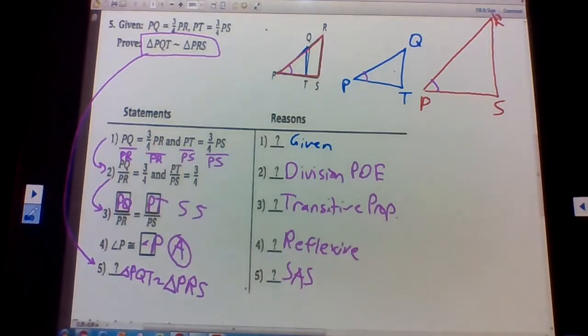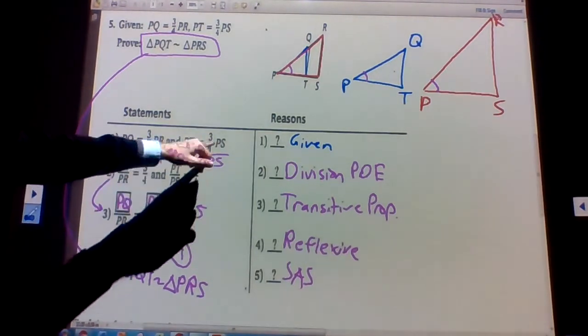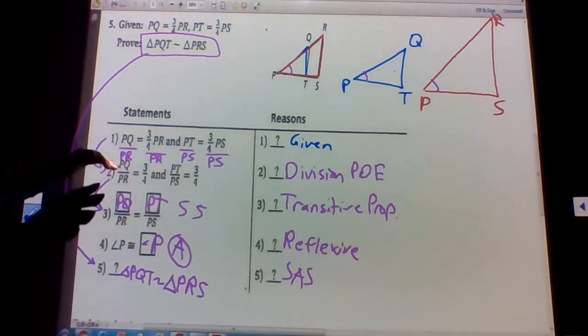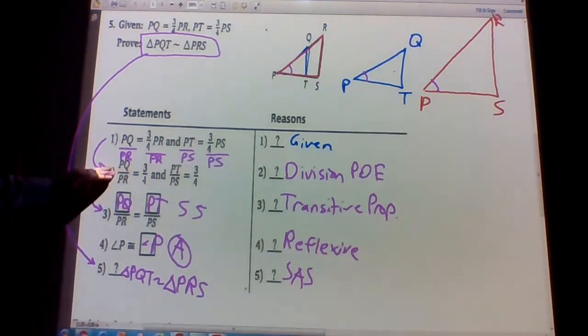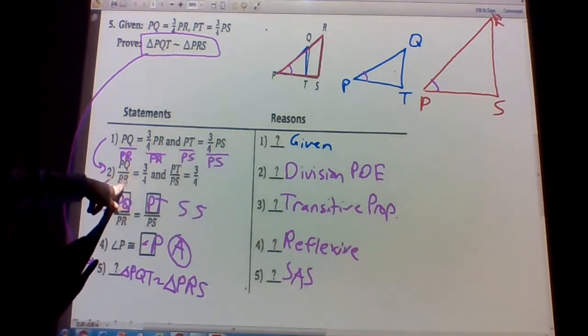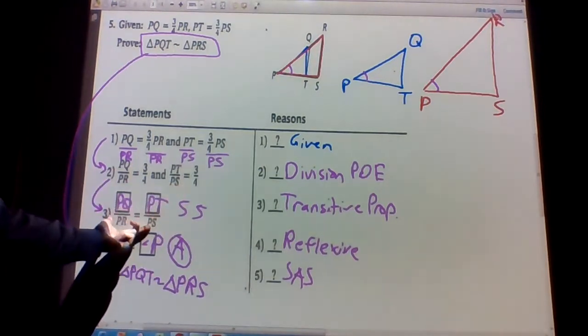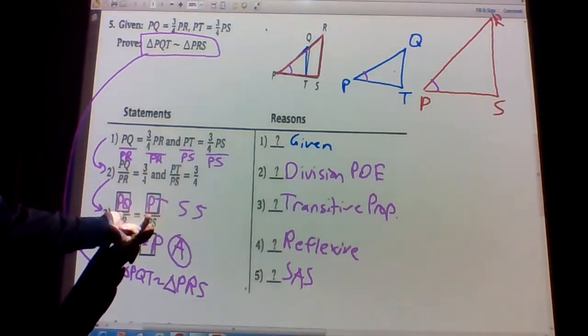So you just simply take what they give you, they divide both sides by PR, and this side they divide both sides by PS. That's the division property of equality, because you're dividing on both sides. Then they simply, since both of these ratios equal 3/4, they set them equal to each other. That's the transitive property. You could have also used substitution.